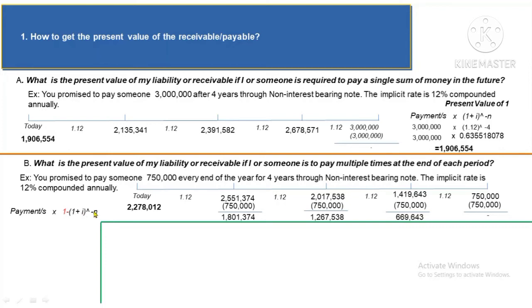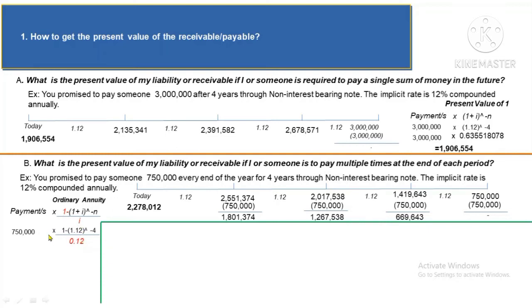And then we have the formula-based solution, which is payments times 1 plus i raised to the power of negative n. However, we're going to add two other elements, this 1 minus and the over interest. This formula is also called the present value of an ordinary annuity. Again, payments times the present value of the ordinary annuity, which is this formula, is the present value. It's now time to substitute. So the payments is 750,000 times 1 minus 1.12 raised to the power of negative 4 over 0.12.